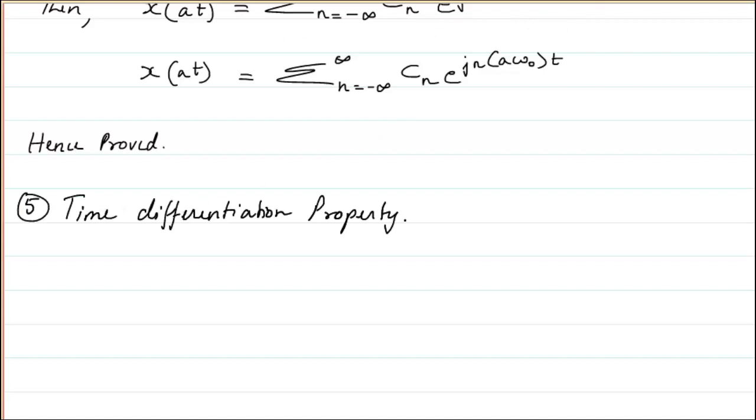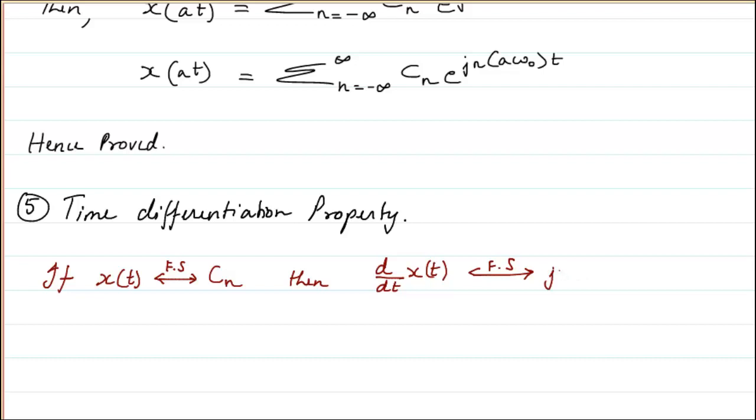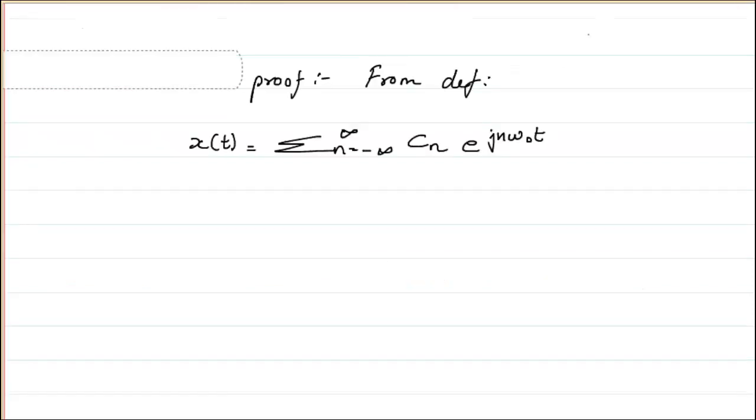Time differentiation property states that if x of t has Fourier series coefficient Cn, then if you differentiate x of t with respect to time, the Fourier series of that is basically C of n itself, but just multiplied with an additional j n omega naught. That is the only difference that is going to come. Let us prove this.